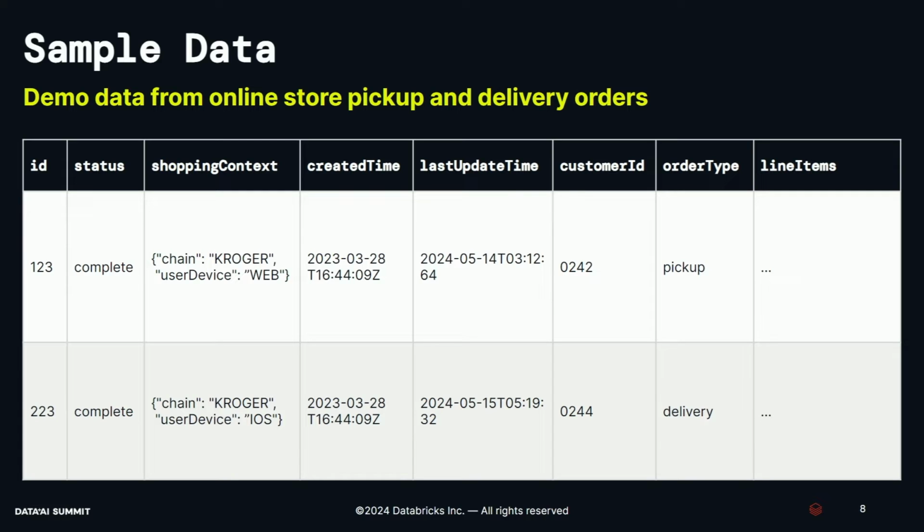So both of these example records show complete, but in our raw data feed, we're getting all of the creations, updates, cancellations, completions that happen. So we're receiving multiple records with the same order ID, but our end users that use this data in our data product really only care about the final state of the order.